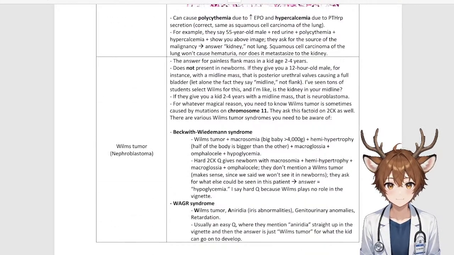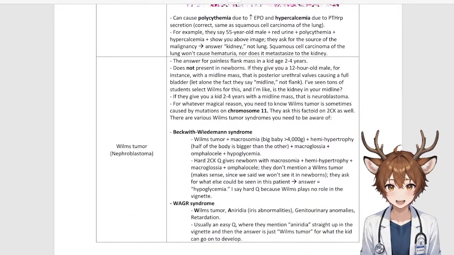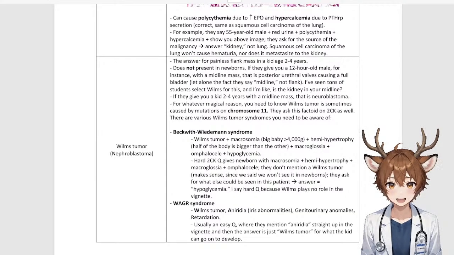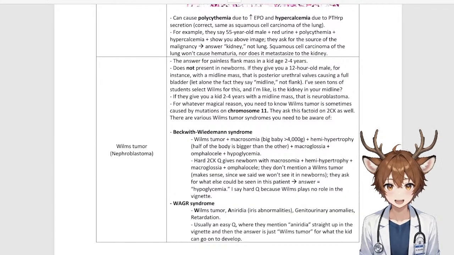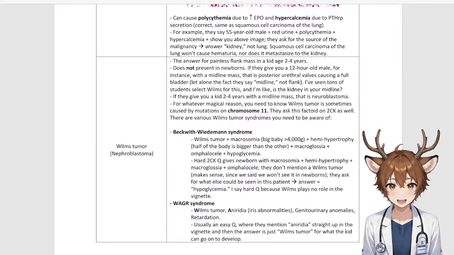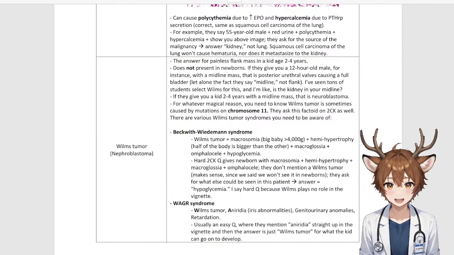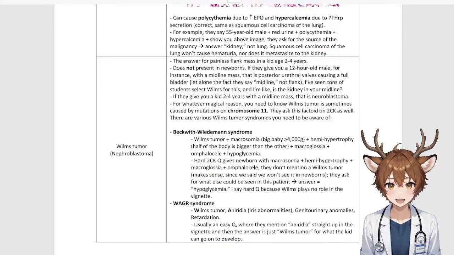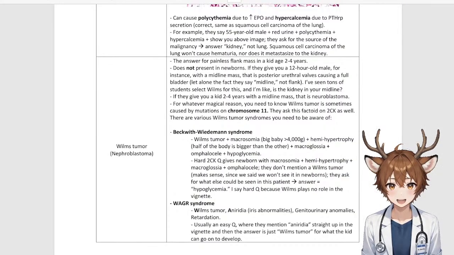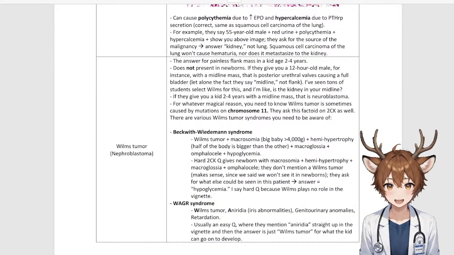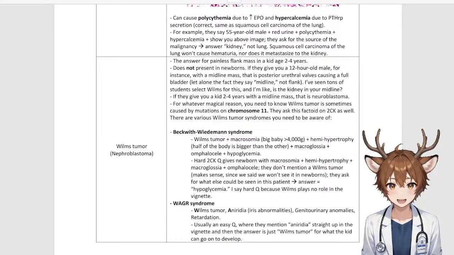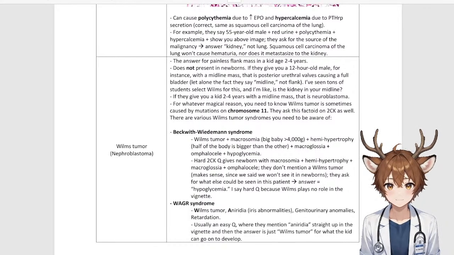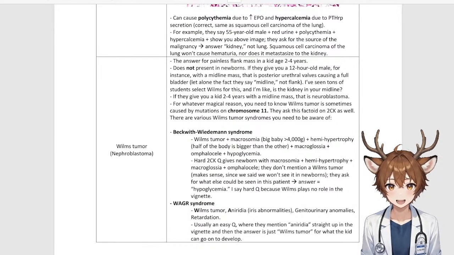What about Wilms tumor? Wilms tumor, nephroblastoma, is the answer for a painless flank mass in a kid aged between 2 and 4 years. It does not present in newborns. If they give you a 12-year-old male, for instance, with a midline mass, that is posterior urethral valves causing a full bladder, let alone the fact that they say midline, not flank. I've seen tons of students select Wilms for this, and I'm like, is the kidney in your midline? If they give you a kid 2 to 4 years of age with a midline mass, that is neuroblastoma.